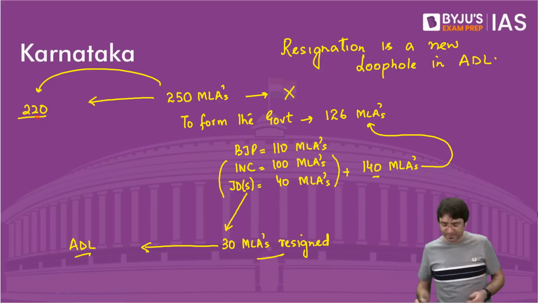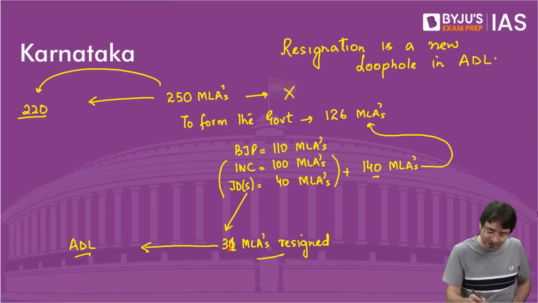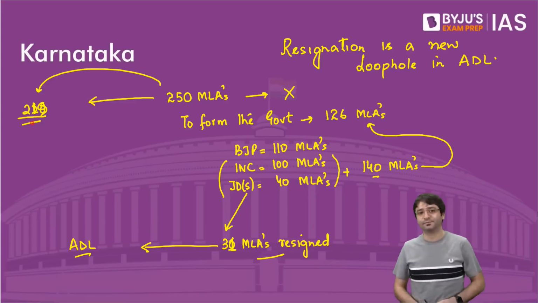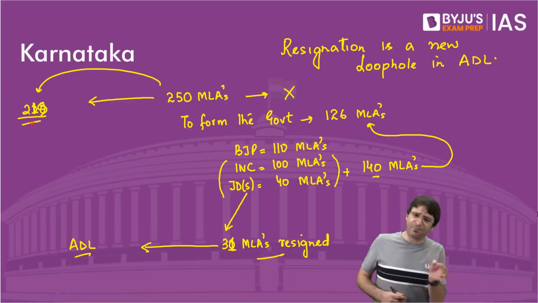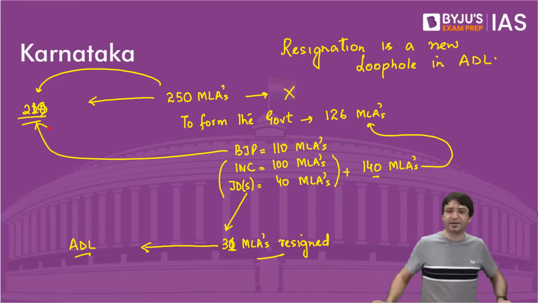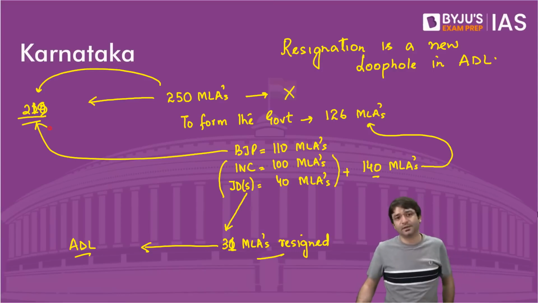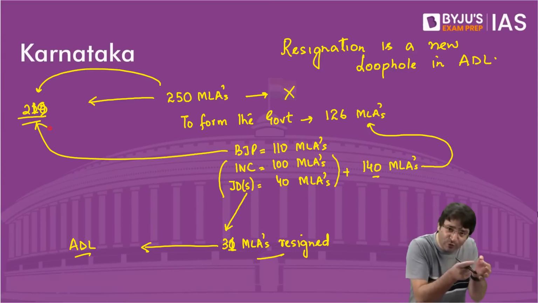Or to put it mathematically correct, 31 MLAs have resigned. Now the strength of the Legislative Assembly becomes 219. Any political party to form the government has to get half of these seats, which means the BJP with 110 MLAs forms the government. So resignation is like a loophole.